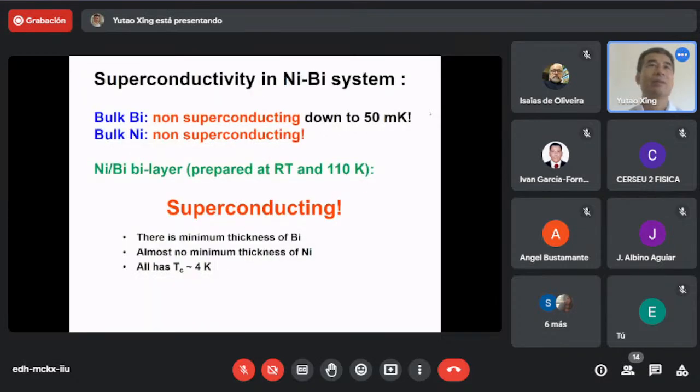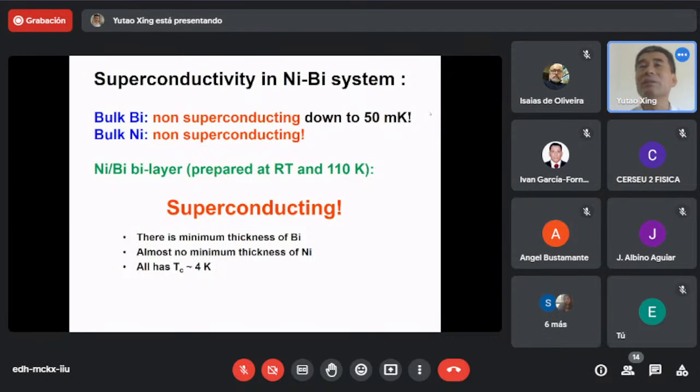And then I come to the topic of today: superconductivity in the nickel-bismuth system. For people doing research in superconductivity, it's well known that nickel is a magnetic material. It's a ferromagnetic material, and it's non-superconducting. And bismuth, at the beginning, is also not superconducting. I mean, crystalline bismuth is not superconducting down to 50 millikelvin.